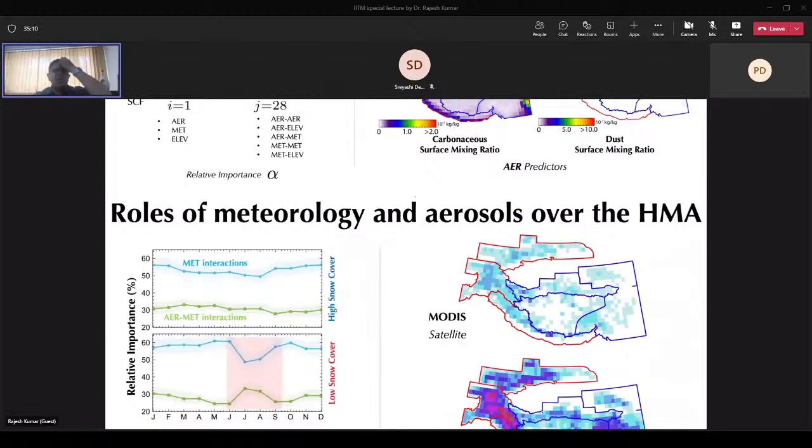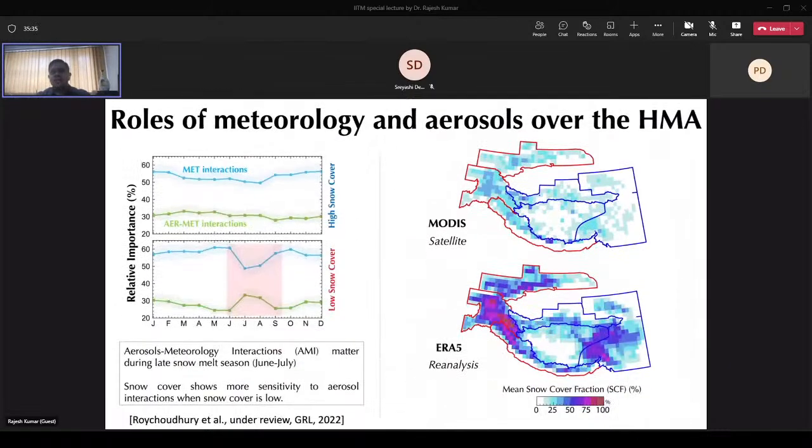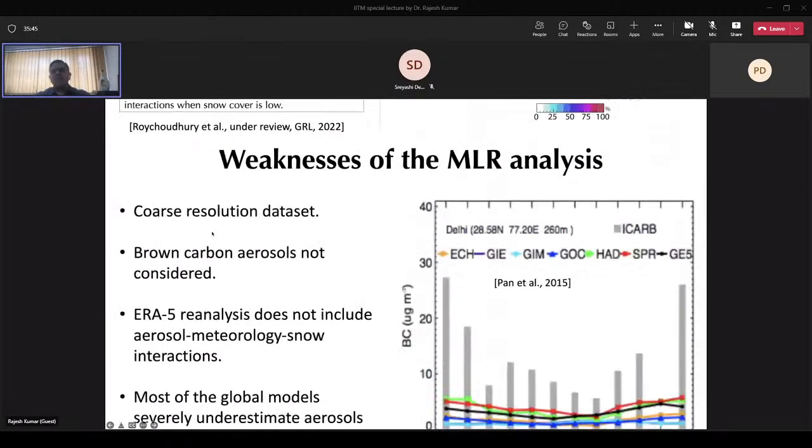All right, and we have used a multilinear regression model that we are showing here. The main effects represent the linear correlation between the snow cover fraction and individual aerosol, meteorological and elevation predictors. And we use 351 nonlinear interaction terms as a quadratic function. All variables are standardized before using the model. For example, aerosol-aerosol interactions mean the interaction between AAOD and surface aerosols.